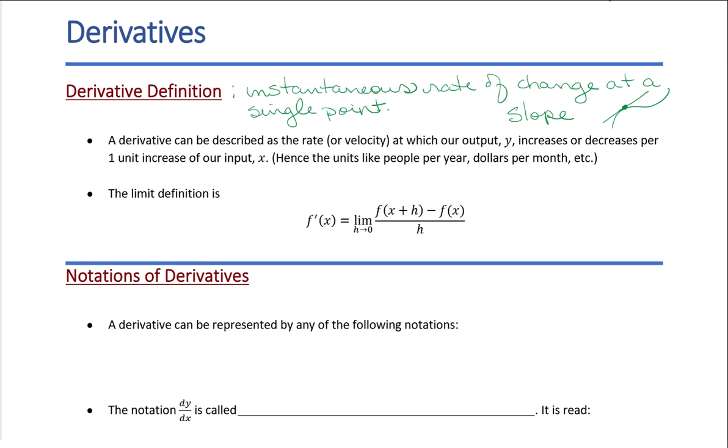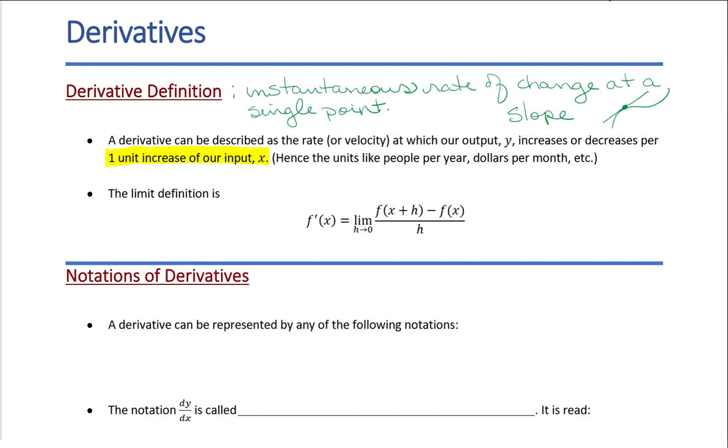Now, a derivative can be described as the rate or velocity at which our output value, which we normally think of as y, increases or decreases per 1 unit increase of our input. This is important. It's just 1 unit increase, which means the units of a derivative are going to be like the units of a slope. It's an increase or decrease of, for example, people per year or dollars per month.